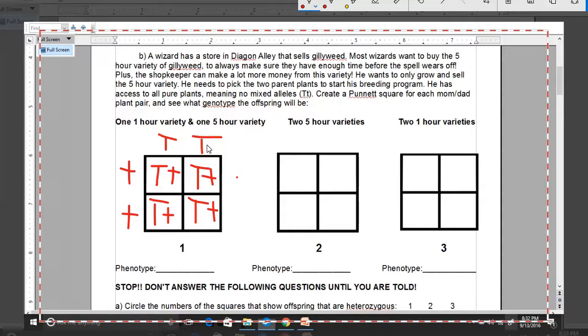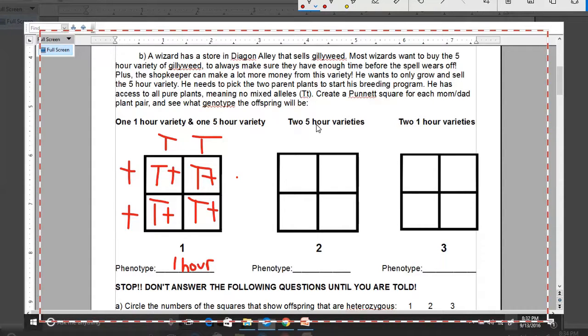Remember, dominant is the 1-hour and recessive is the 5-hour. So what is the phenotype of all of these offspring? Remember, that's what we're seeing. What trait are we seeing in all of these offspring? Are we seeing 1-hour or are we seeing 5-hour? Well, there's a dominant gene available in each of these genotypes. That means the phenotype for this one has to be the dominant phenotype. It's going to be the 1-hour. Okay.